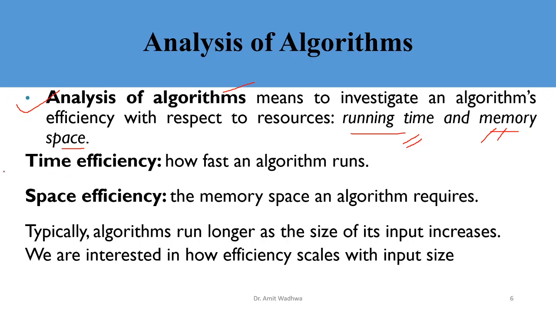When we talk about running time, it is referred to as time efficiency, and when we talk about memory space, it is referred to as space efficiency. That is, how fast an algorithm runs or how much memory space the algorithm requires. As we increase the size of the input, it will also affect the efficiency, because more inputs will result in longer execution time. So it can also vary.